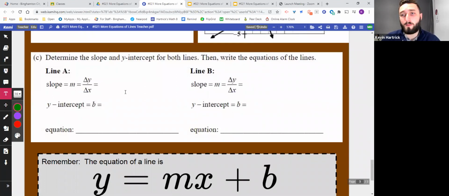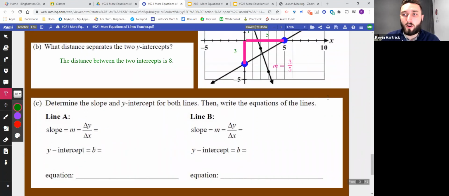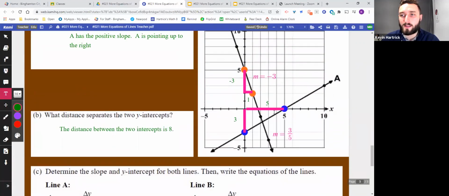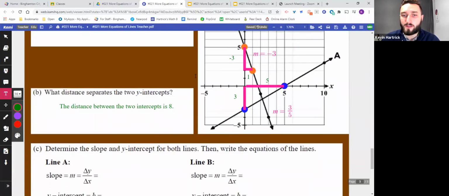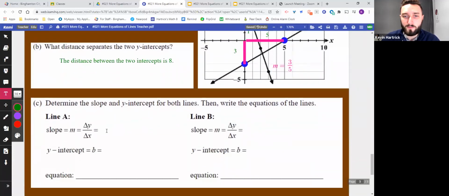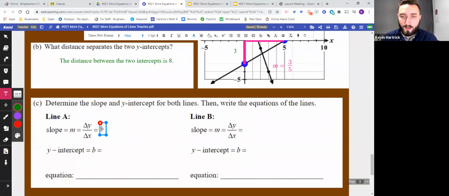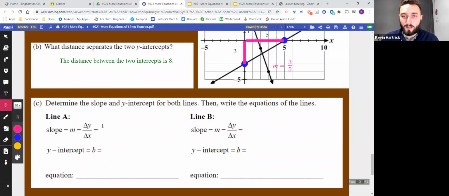C is the real important part of this problem. It says determine the slope and the y-intercept for both lines, then write the equation. So our ultimate goal is to find the equation of these lines. Okay, we've already found the slope. So the slope of A is 3 over 5. Okay, so 3 over 5, we're going to put here, that's our M.